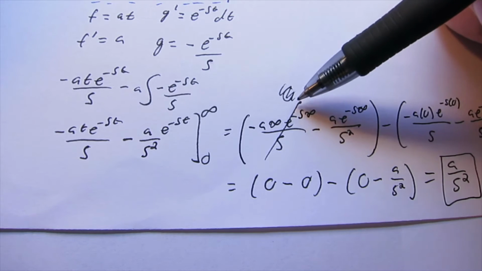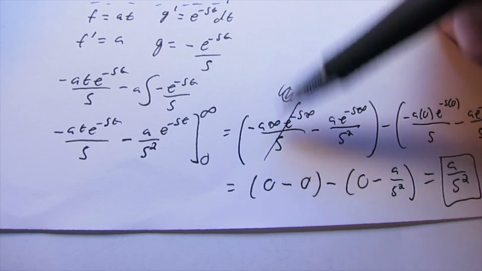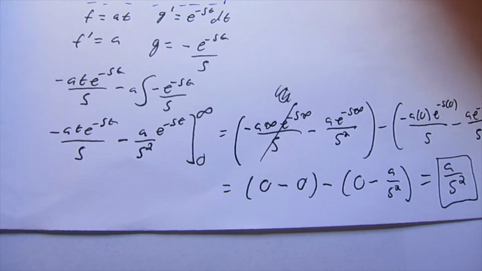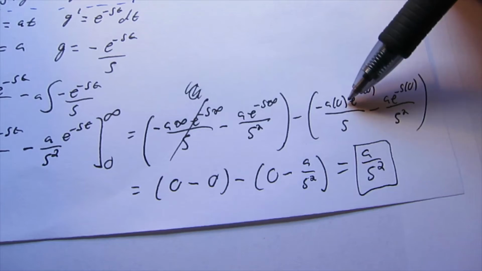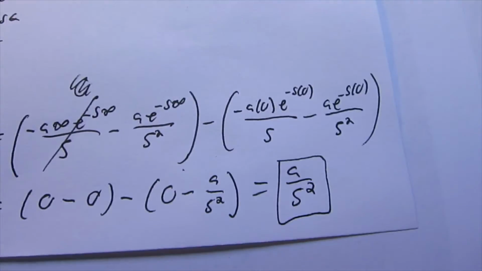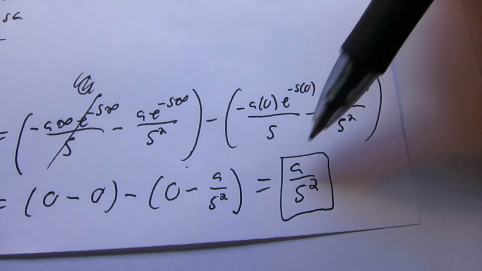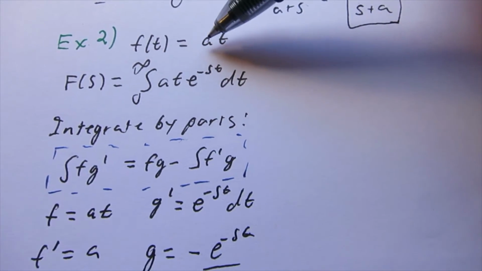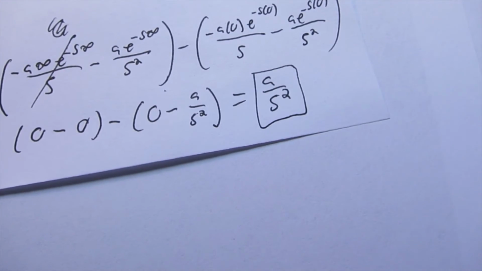I accidentally, when I wrote this out, was trying to skip a step, but this is, remember, e to the negative infinity. That reduces to 0. E to the negative infinity here, that reduces to 0. Then for this side, we have this negative a times 0, so that goes to 0. And then we have e to the 0, which reduces to just 1, so we have negative a over s squared. We have a over s squared. So the Laplace transform of f of t equals a t equals a over s squared.